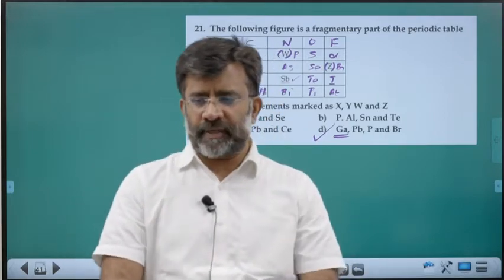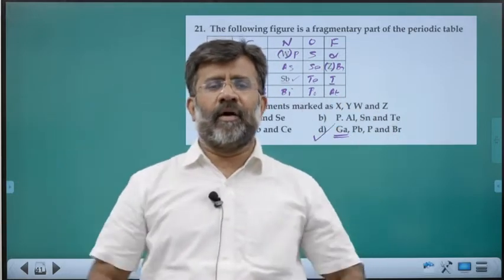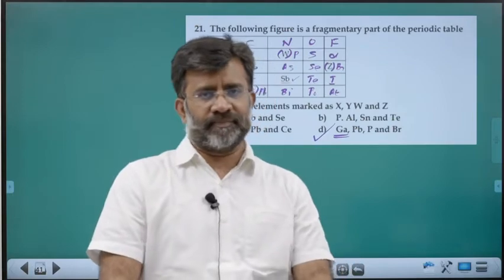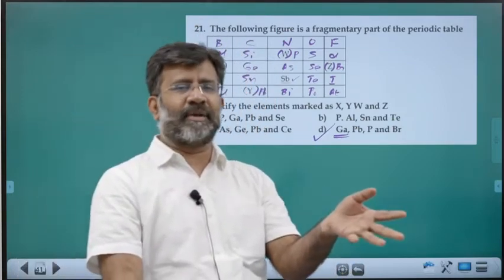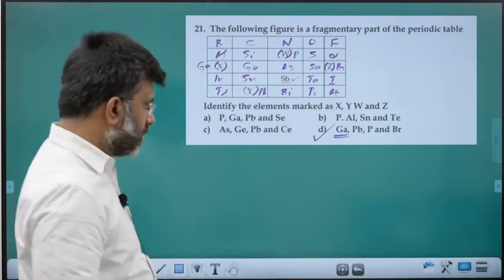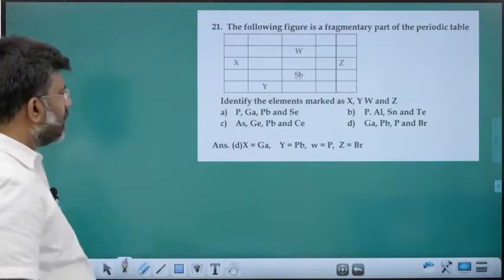So this checks whether you know the relative idea of the periodic table, that's all. The fragment of the periodic table, whether you've been able to recollect or not. Next. A simple, beautiful question.